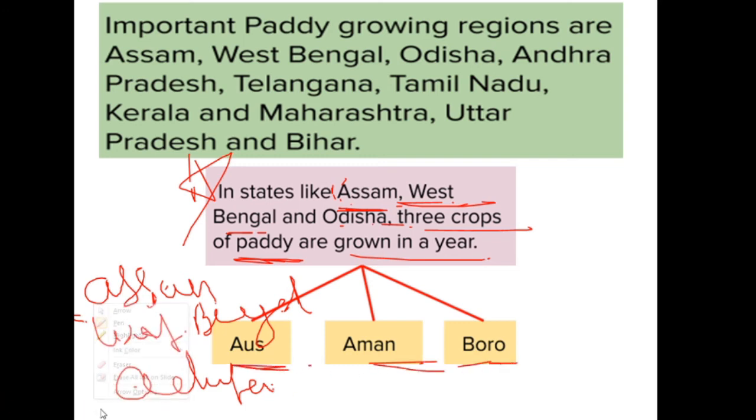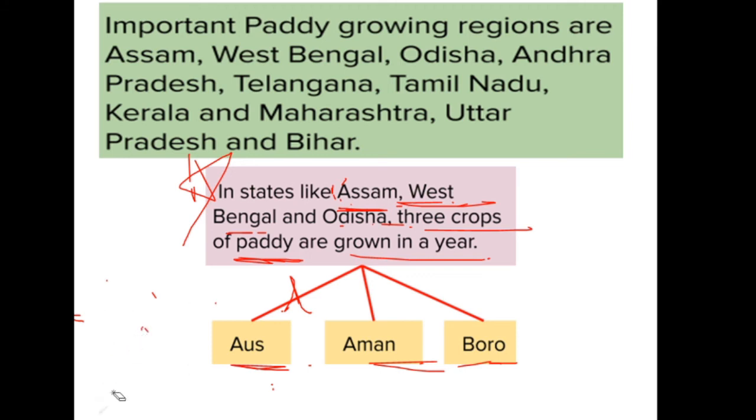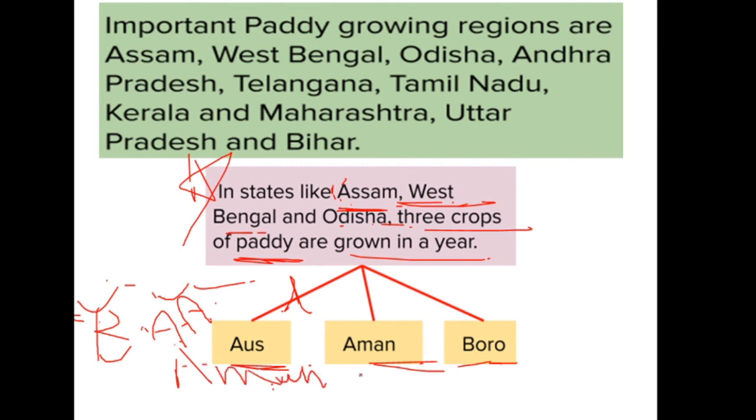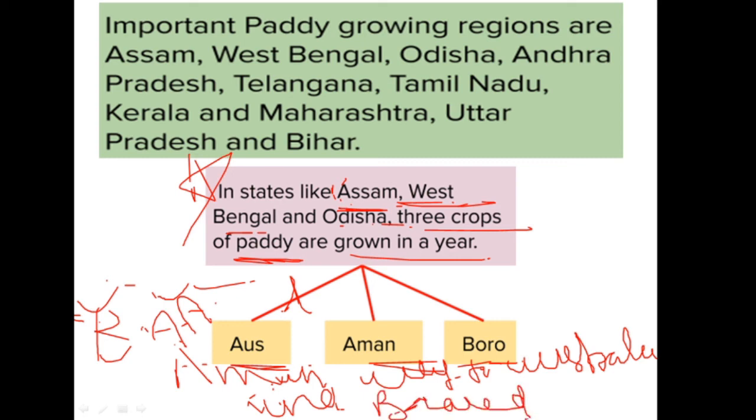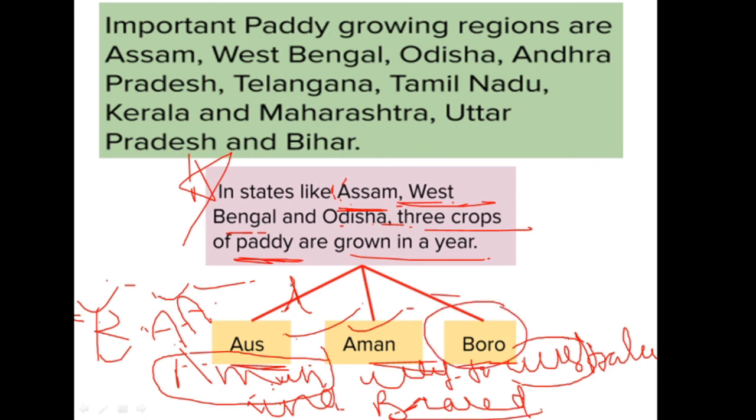Now, how to remember those three important crops, right? The best way to remember is that either you can say BAA, that is Boro, Aman, Aus, or we can say that Aman went to Australia and bought. So first the word Aman stands for the Aman crop. Then went to Australia, Australia is for this crop, that is Aus. Then here he became bored, so Boro. So in this way also you will be able to remember the three important crops of paddy which are grown in Assam, West Bengal, and Odisha.